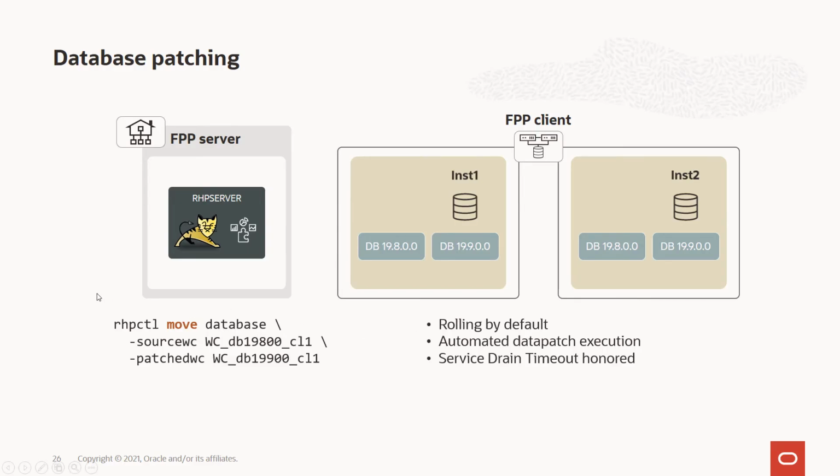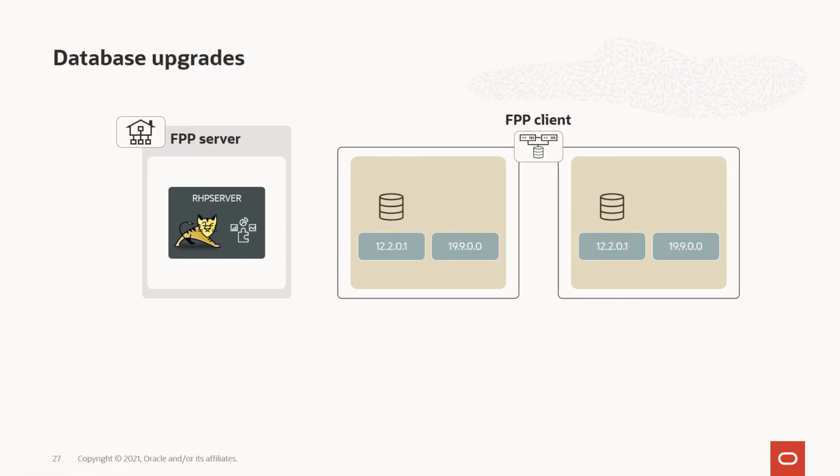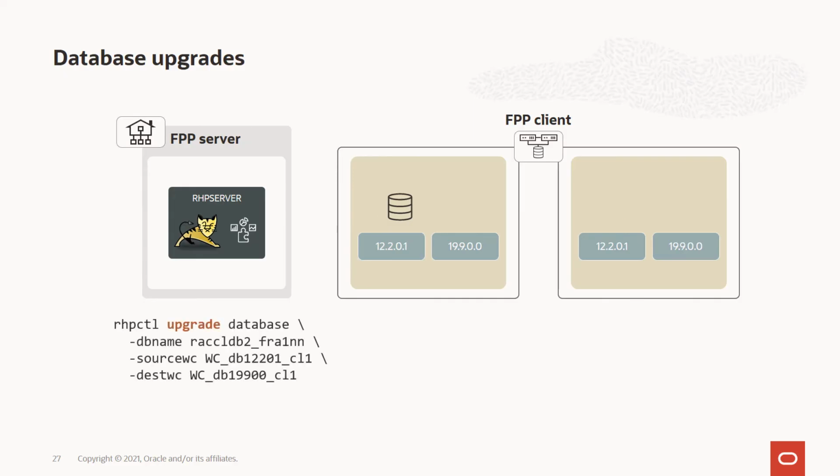Yeah, as I said, rolling by default, automated datapatch execution, and the drain timeout are respected by FPP if we have specified them for our services. For the database upgrade, it is a little bit more complex, not because FPP does it differently from the other operations, but because the upgrade operation itself is more complex.